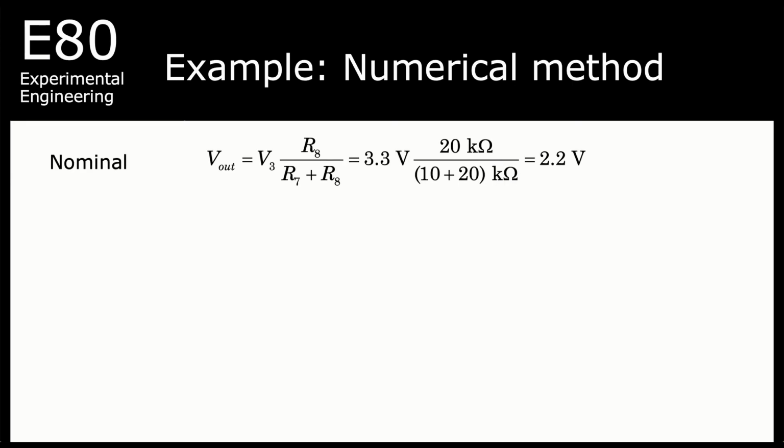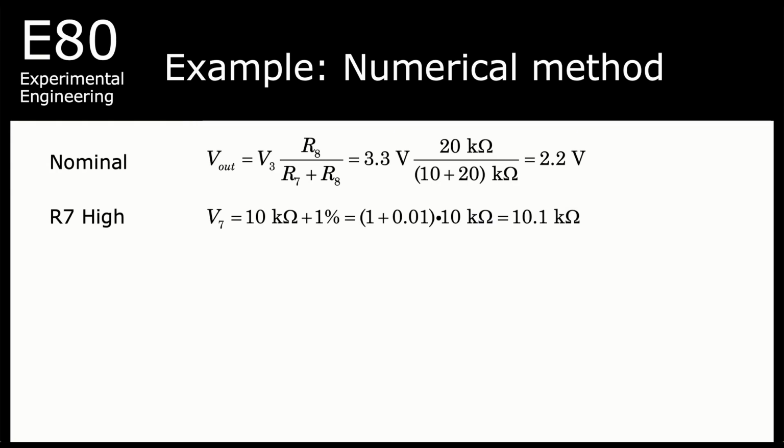There are two principal methods to go about calculating the error. The first is numerically. We start by leaving the other variables at their nominal values, the same as setting their uncertainties to 0, and seeing how much the result changes for the uncertainty in the remaining variable. Let's go through the process for each of the variables. First, the equation and nominal value for the voltage divider. V out equals V3 times R8 over the sum of R7 and R8. In our case, the nominal value calculates to 2.2 volts.